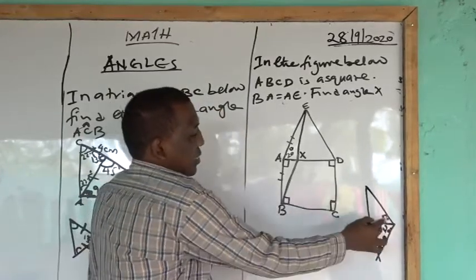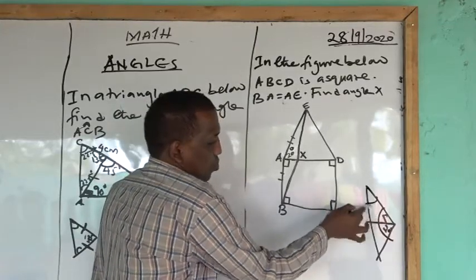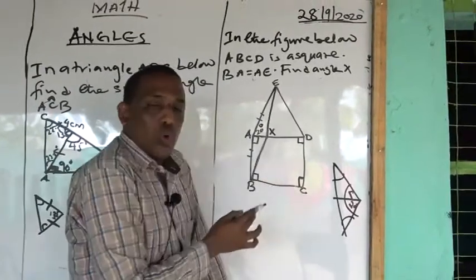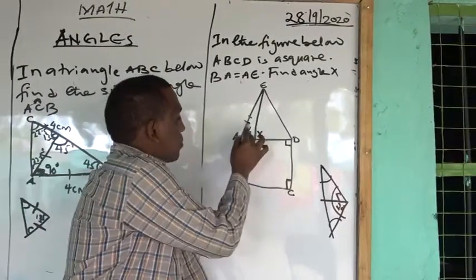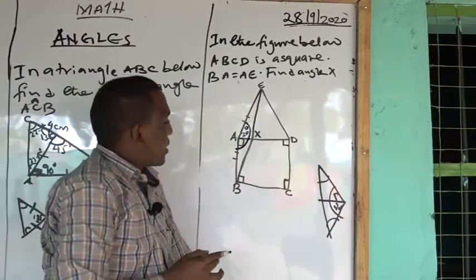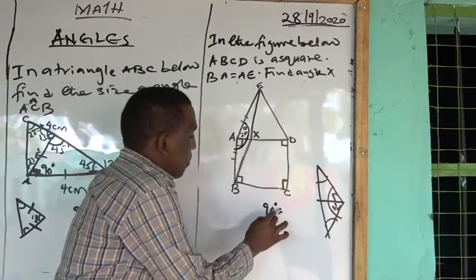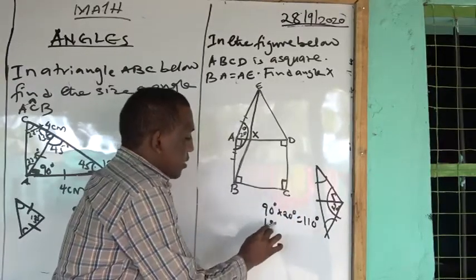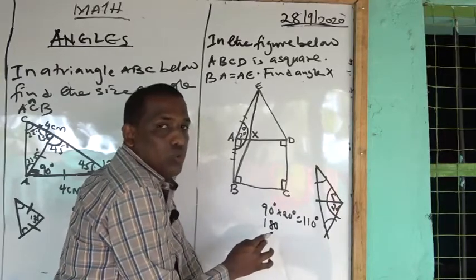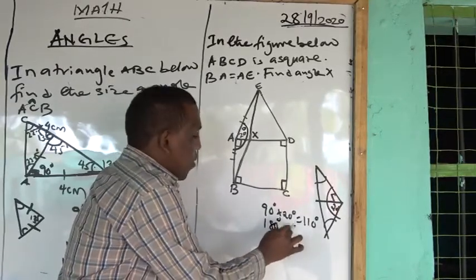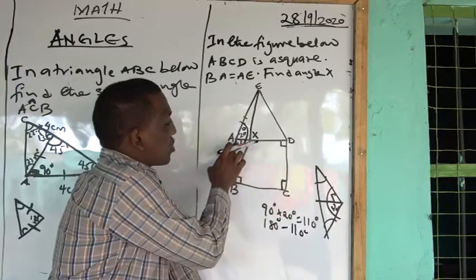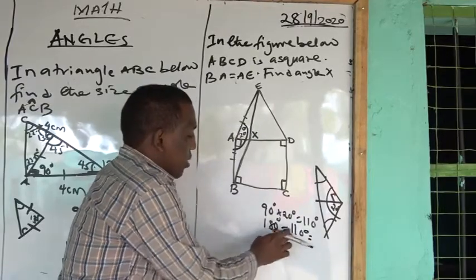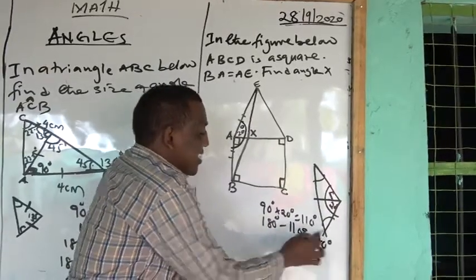What do we do? It has three angles, remember. We have 1, we have 2, we have 3. Now to get the other two angles which are equal, we add these two. We say 90 degrees plus 20 degrees is equal to 110 degrees. Then 180 minus 110, because interior angles should add up to 180 degrees. So you will get 70 degrees.